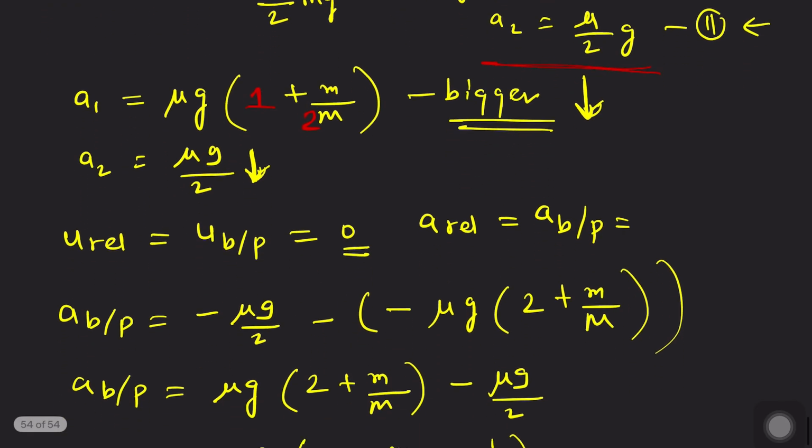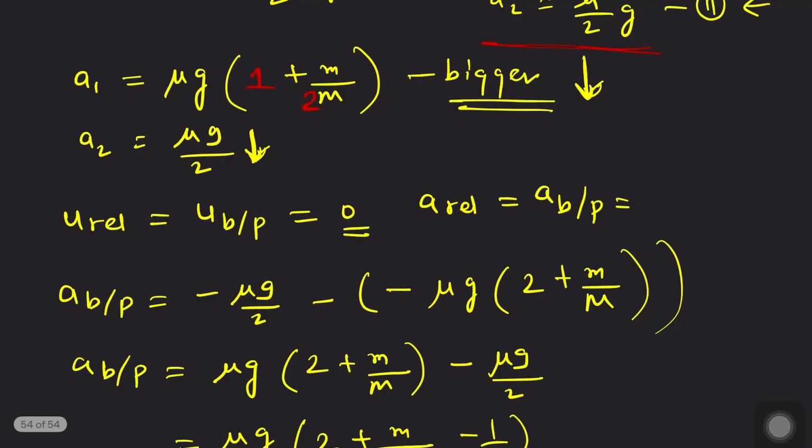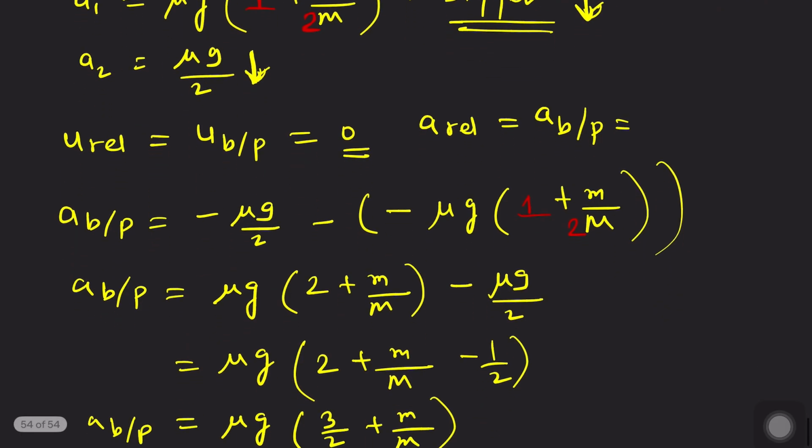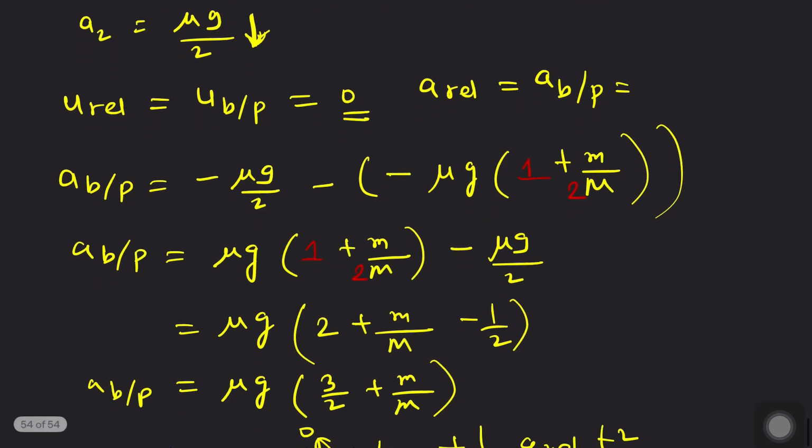So the relative acceleration will be mu g by 2 minus mu g, and here again we have to correct. So this will be 1, and this will be 2m. So it will become 1, and this will be 2m, minus mu g by 2.